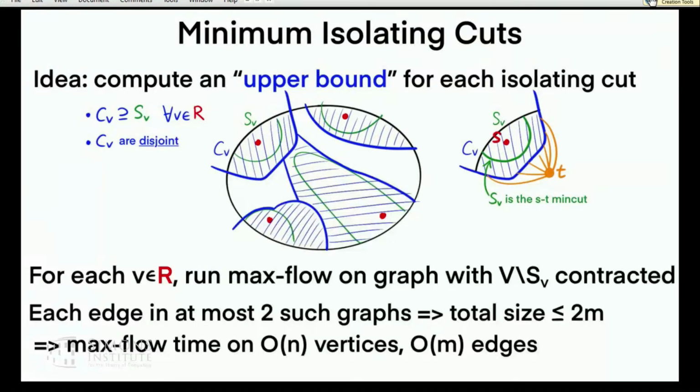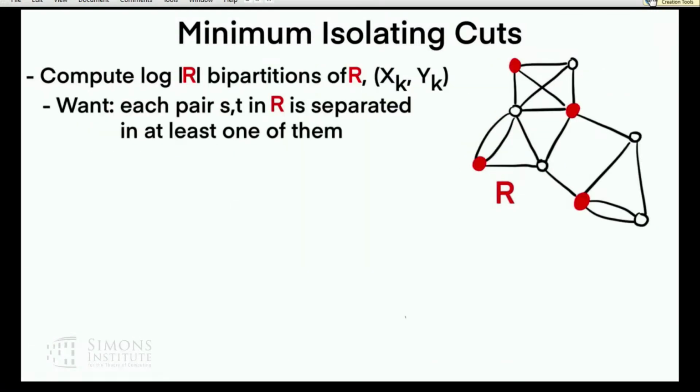And let's see how we can construct these upper bounds for each isolating cut. So the first step is suppose we compute a set of bipartitions of the terminals such that each pair of terminals is separated by at least one of them. One easy way to see this is possible is if we randomly partition the terminals into two sets, then with half probability any given pair s and t will belong to different sides. And if we repeat this log |R| many times, with high probability there will be one partition that separates each s and t.